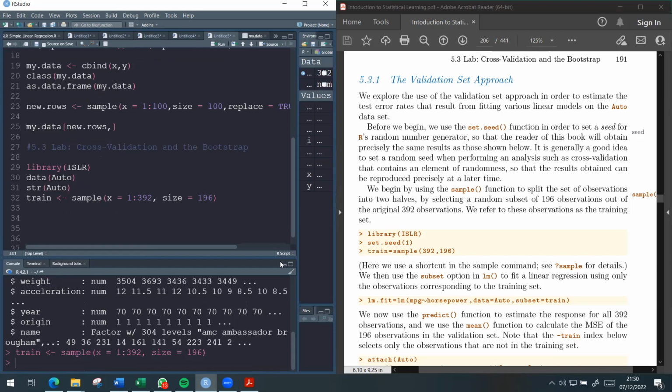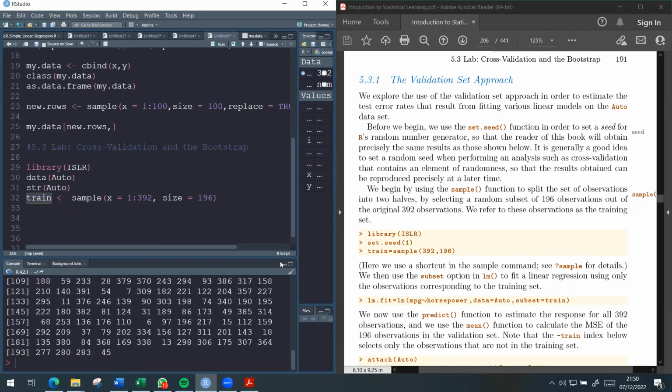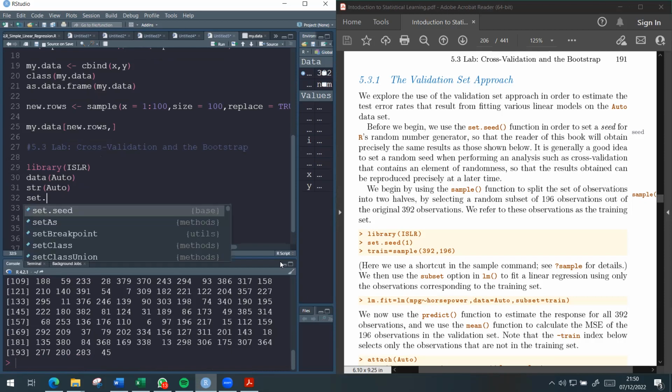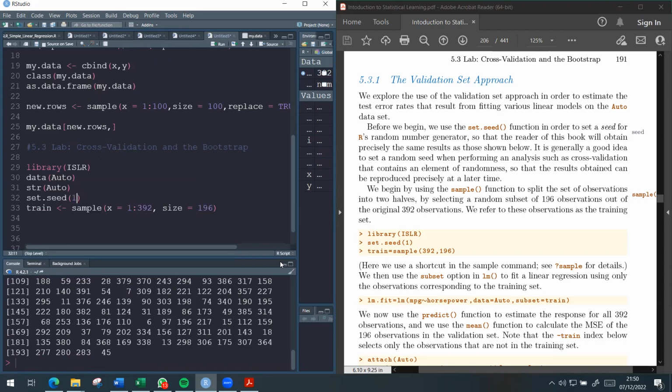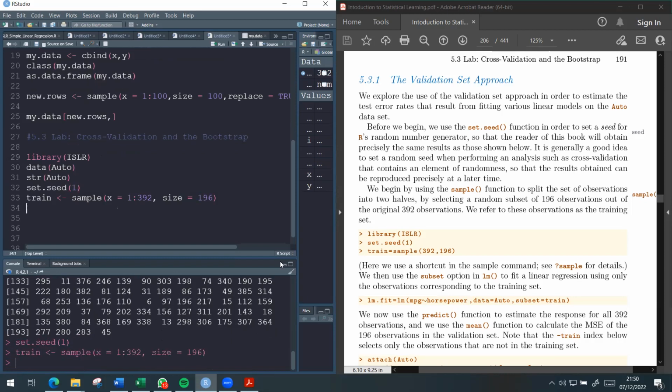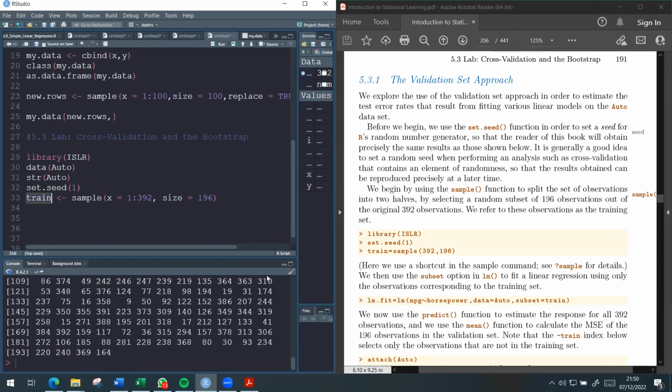Okay. So this gives you the same split. We always want the same, right? Just for consistency. So we'll have this like that. Meaning.